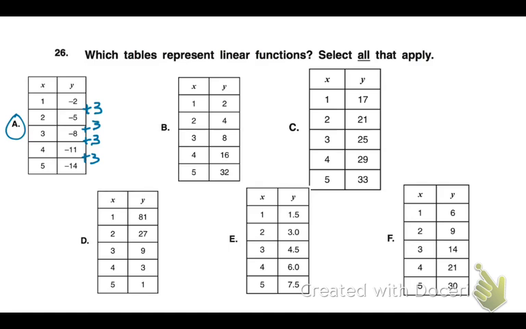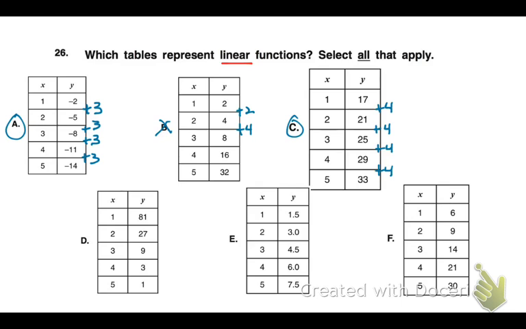Now table B: I increase by 2, and then I increase by 4, so I'm going to stop, because right away I am not increasing by a steady amount, and I'm only looking for linear functions, so increasing or decreasing by a steady amount. That's not linear. Now let's look at C. From 17 to 21, we increase by 4, and then by 4, and by 4, and by 4. So go all the way through the table. That definitely is a linear function.